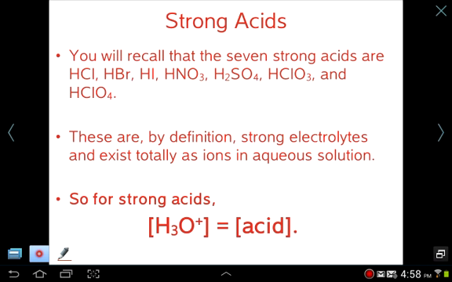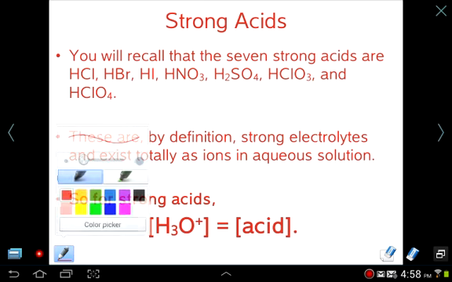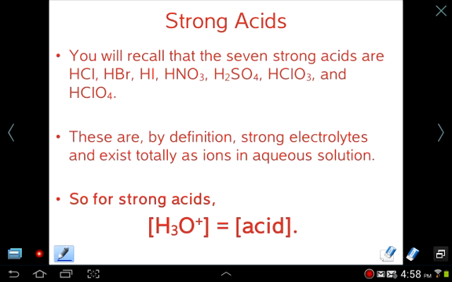So we talked in Chapter 4 about the 7 strong acids, and these are recognized as the strong acids, meaning that they completely break apart in solution. They, recall, are the 3 binary acids: hydrochloric, hydrobromic, and hydroiodic, and the 4 oxyacids: nitric, sulfuric, chloric, and perchloric. All of these are very strong.